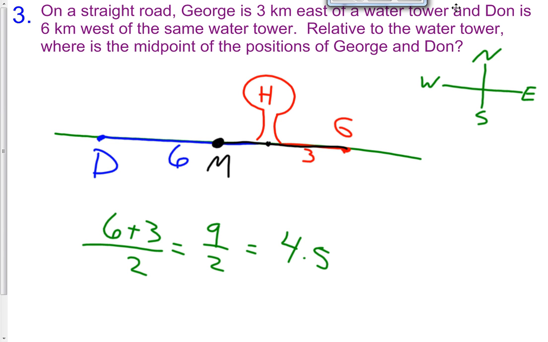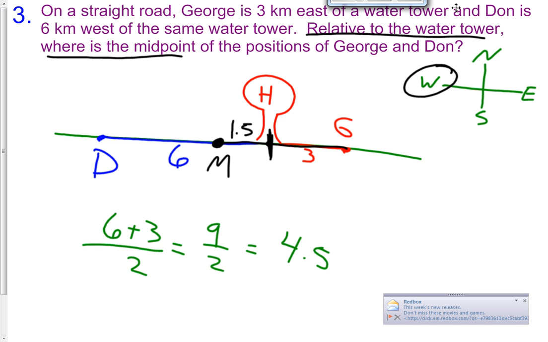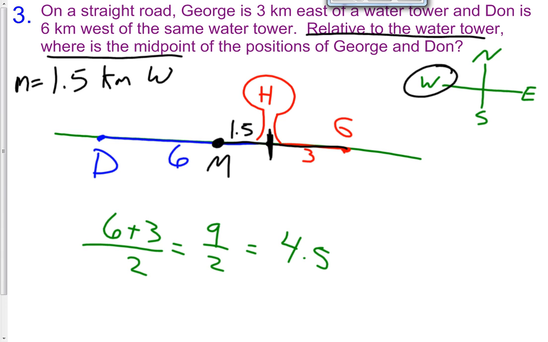So if this is at 4.5, it does say relative to the water tower, where is the midpoint? So relative to this point right here, this distance is 1.5 kilometers. And it's 1.5 left or west. So to fully answer the question, we're going to write down the midpoint, so M equals 1.5 kilometers west of the water tower.